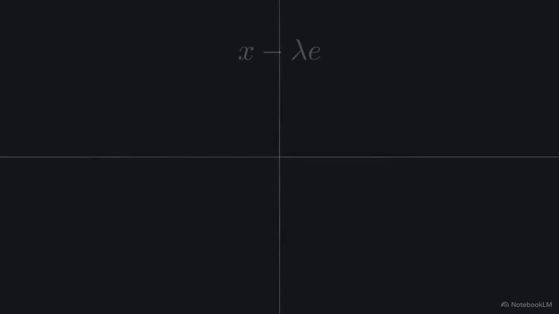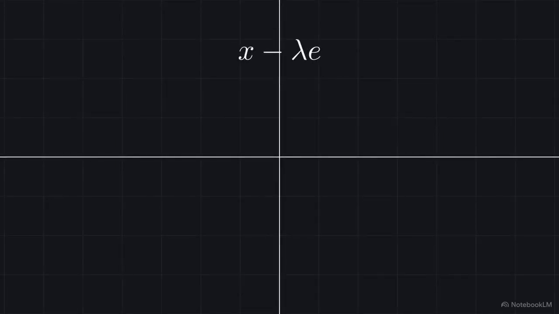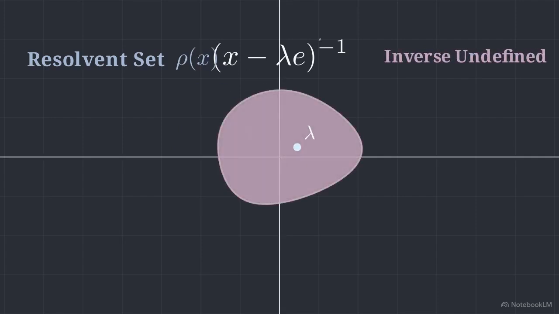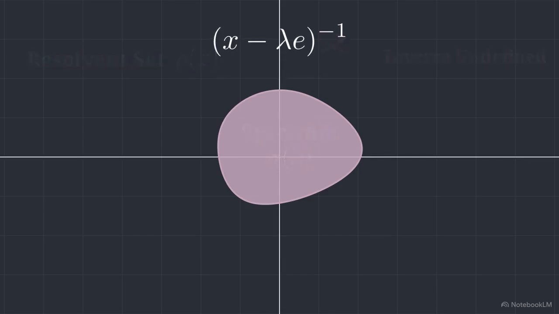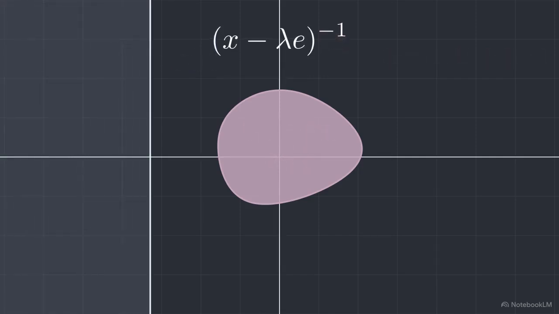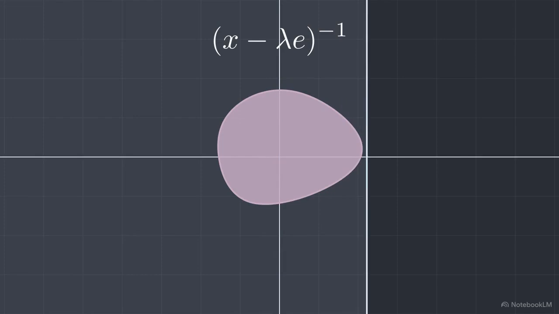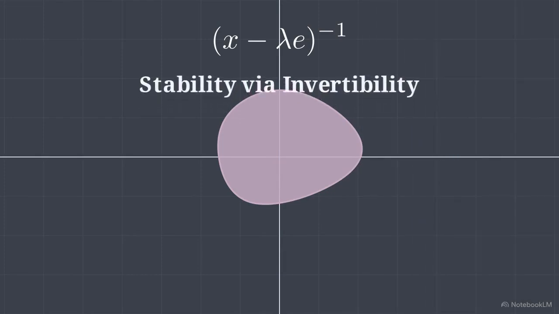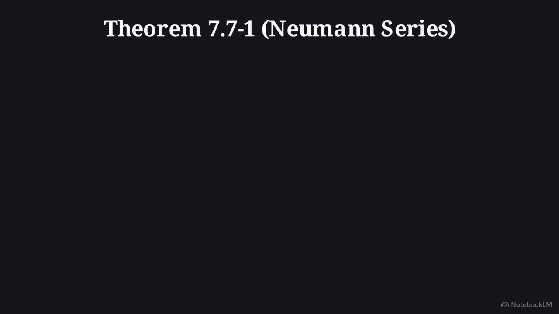We define the spectrum of these operators using pure algebra. The resultant set consists of all complex numbers lambda, where the element x minus lambda e has a valid inverse. The spectrum is the set of all values where that invertibility fails. This algebraic approach allows us to analyze the behavior of infinite-dimensional operators using the simple condition of whether an inverse exists. Theorem 7.71 provides a tool for finding these inverses.